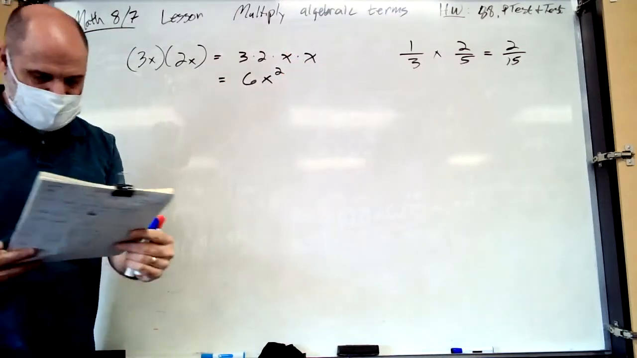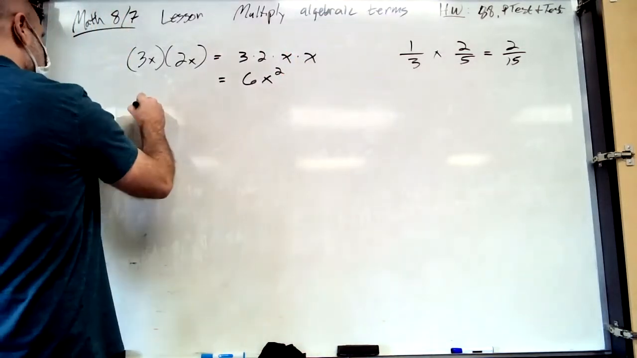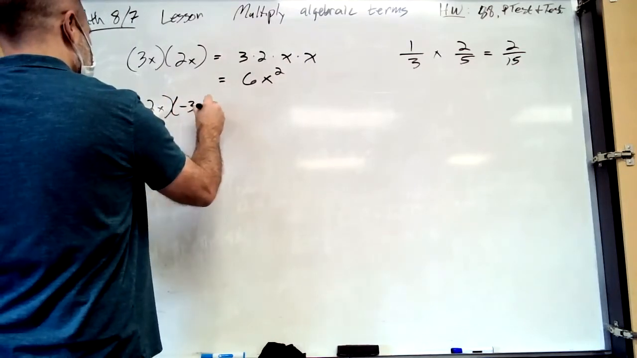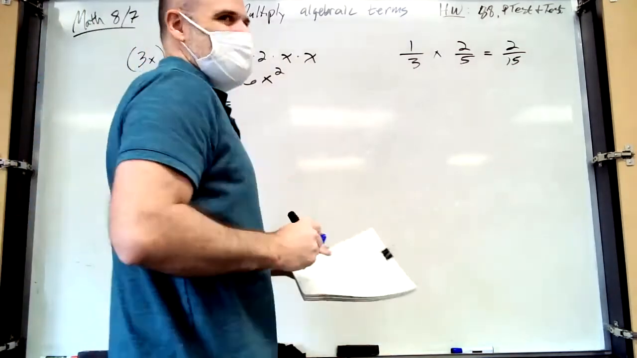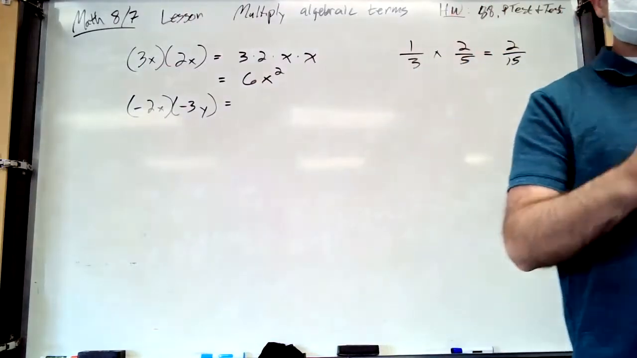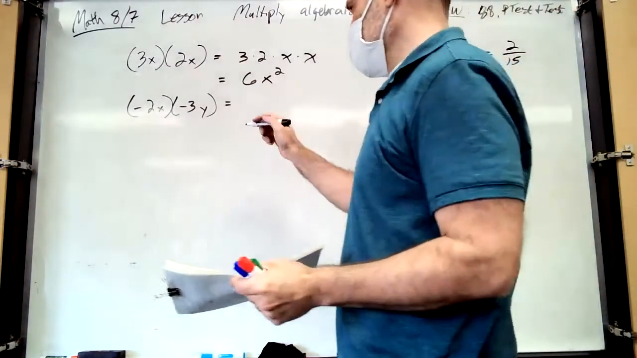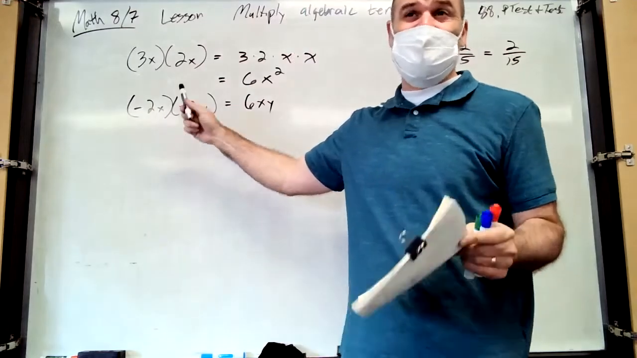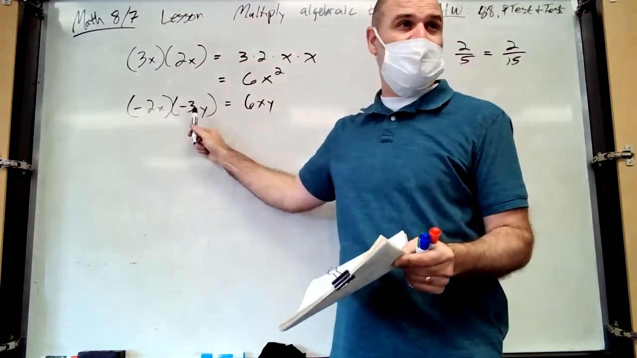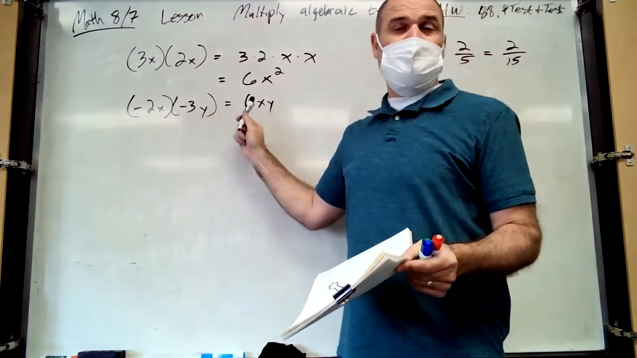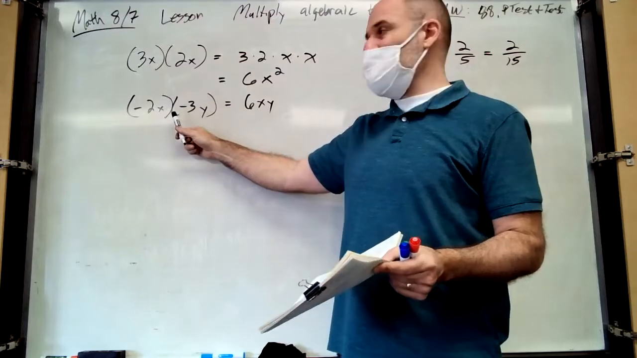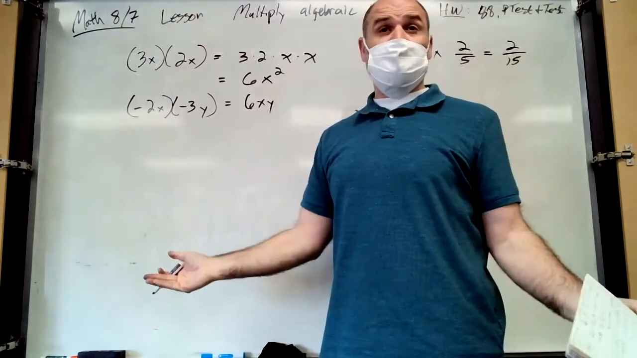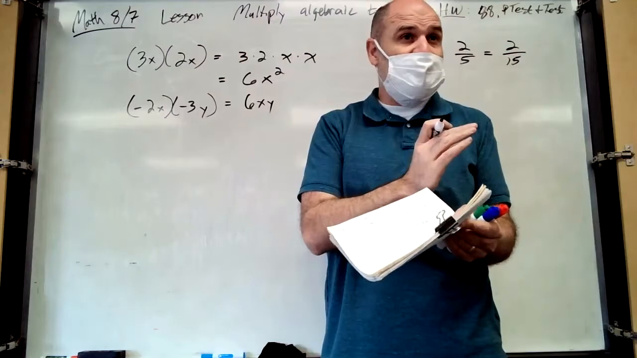All right, what about this? Negative 2x times negative 3y. What is that going to be? 6xy. You just squish it all together. The only thing that you can actually multiply is the negative 2 times negative 3, which is positive 6, because negative times negative is positive. X times y is just xy. You just squish it together.